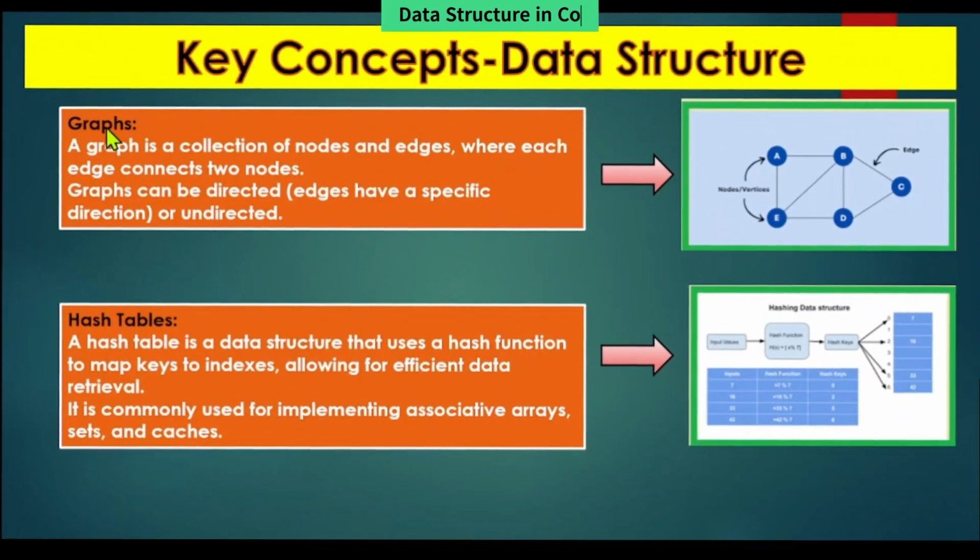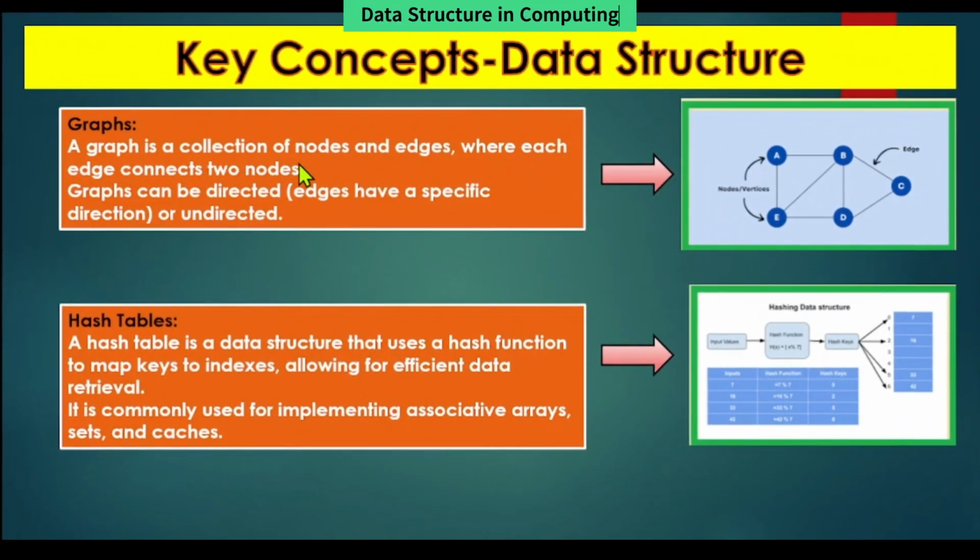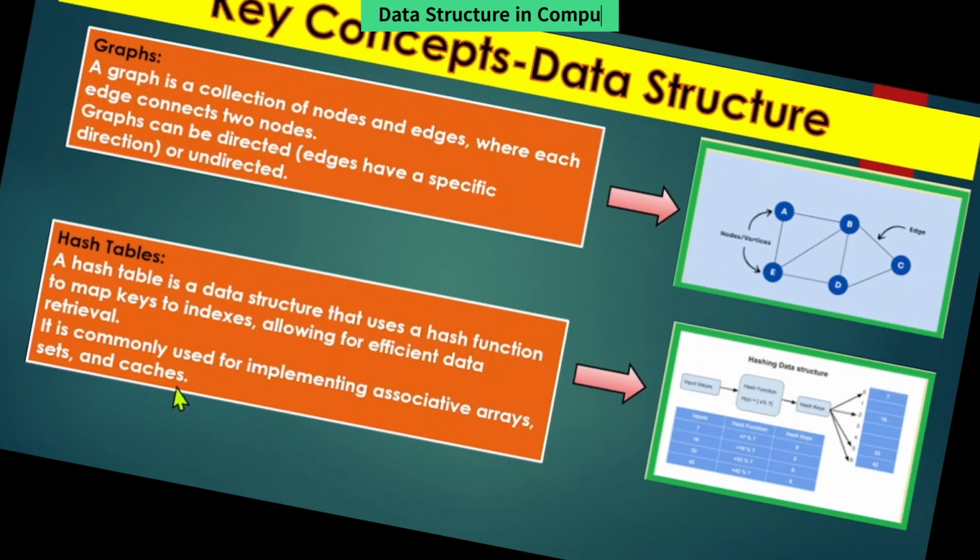Graphs. A graph is a collection of nodes and edges, where each edge connects two nodes. Graphs can be directed, edges have a specific direction, or undirected. Hash tables. A hash table is a data structure that uses a hash function to map keys to indexes, allowing for efficient data retrieval. It is commonly used for implementing associative arrays, sets, and caches.